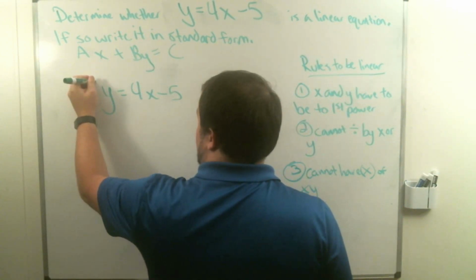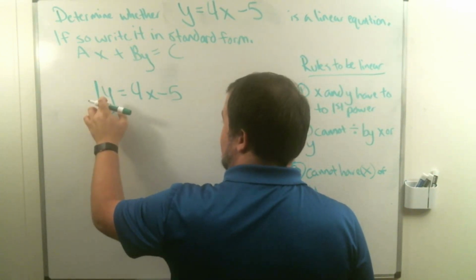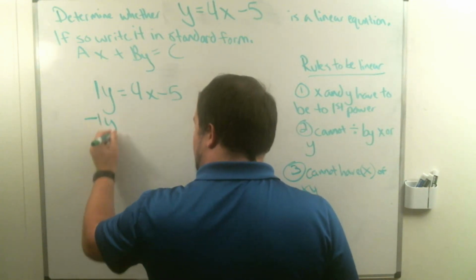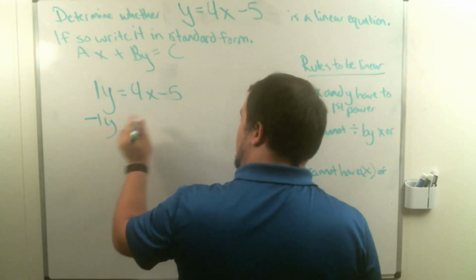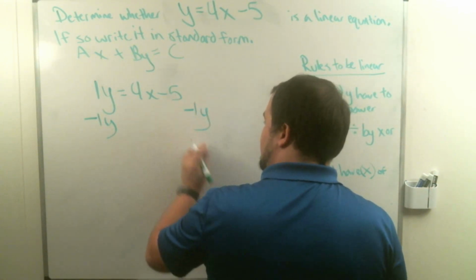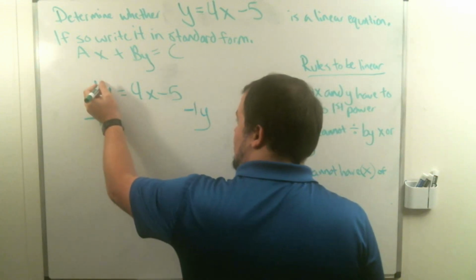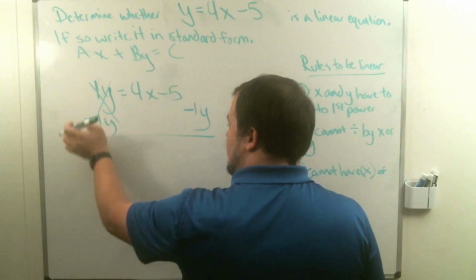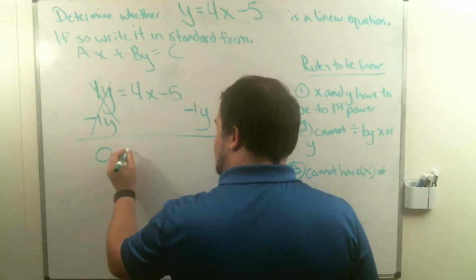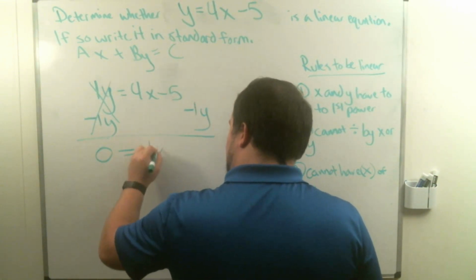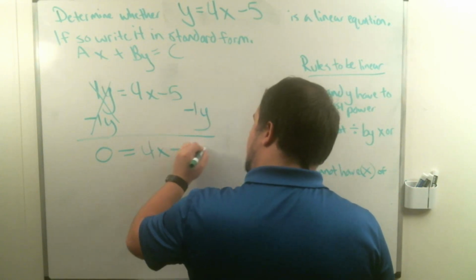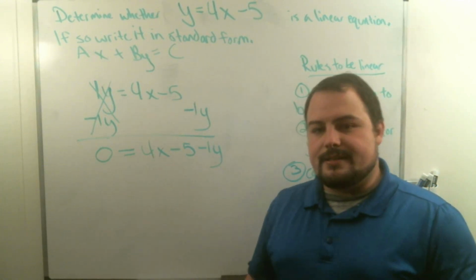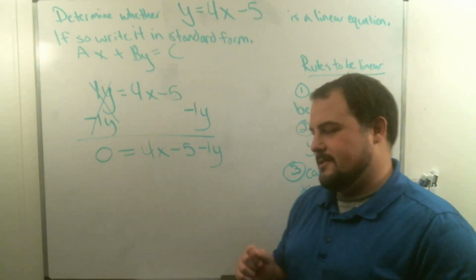One of the first things we're going to flip around is this y. So to get rid of 1y, we're going to subtract 1y. And if we subtract 1y from one side, we're going to subtract 1y from the other side. 1y minus 1y is going to cancel out. And if I had a y and I took away a y, I have nothing left. We have 4x minus 5 minus 1y. Now, it's almost in standard form just by moving that y to the other side.